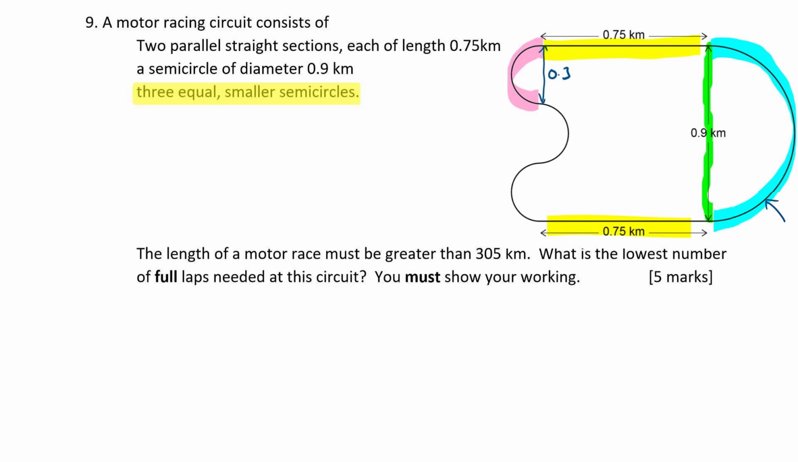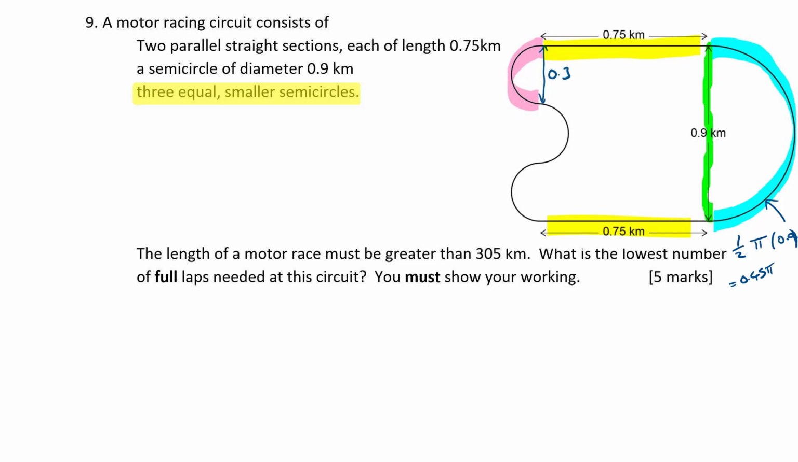I suppose this arc length is going to be half of pi r, no, not pi r squared, pi d, isn't it? Pi times diameter, so half pi times d. Here the diameter is 0.9, so that's going to be half pi times 0.9. What's half pi 0.9? 0.45 pi, isn't it? I'll leave the pi in for now.